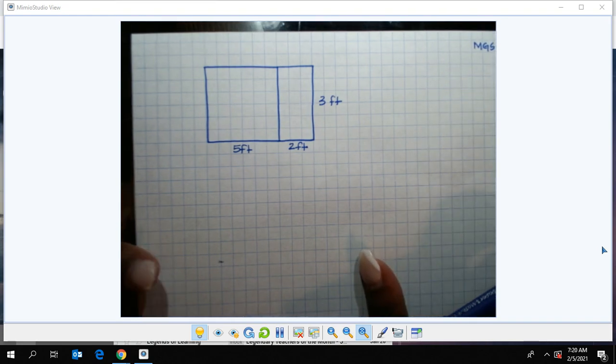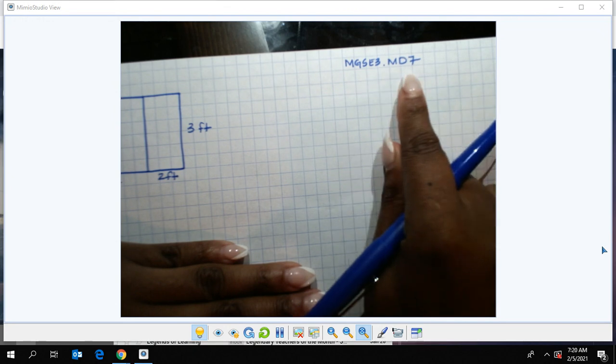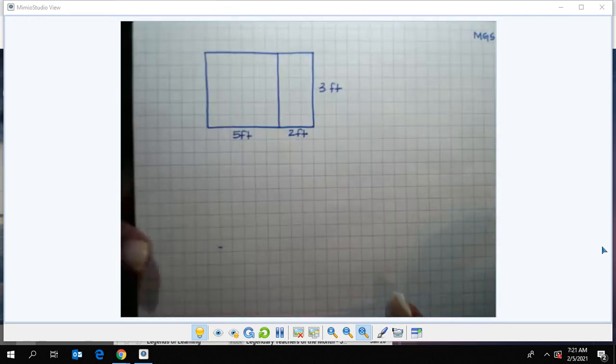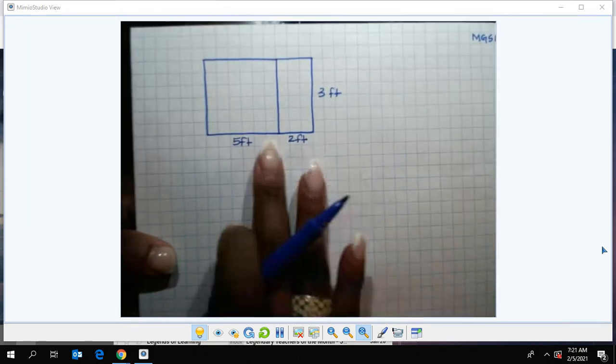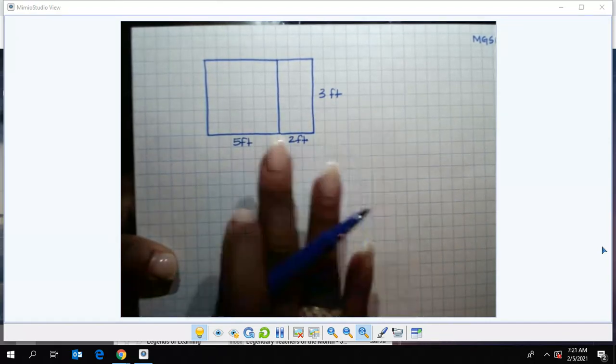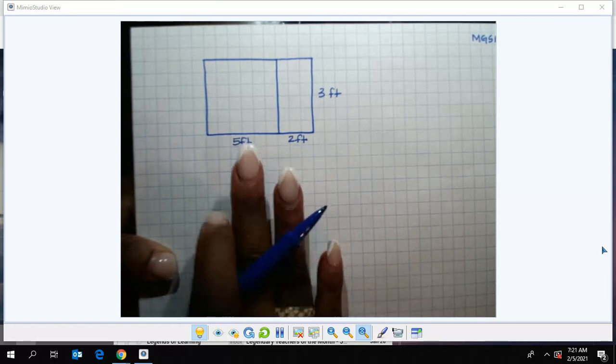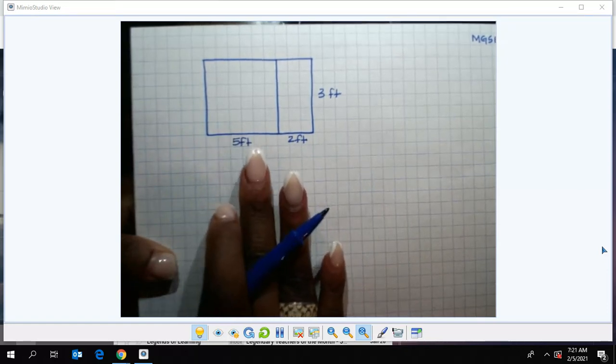Hey guys, let's talk about combining rectangular shapes. Here's our lesson standard. Let's get into it. So first of all, I have two rectangular shapes that I have drawn here for you, and I have some measurements. Very good. This is usually how we start most of our problems. So let's use this as a template. Write it down in your notes.